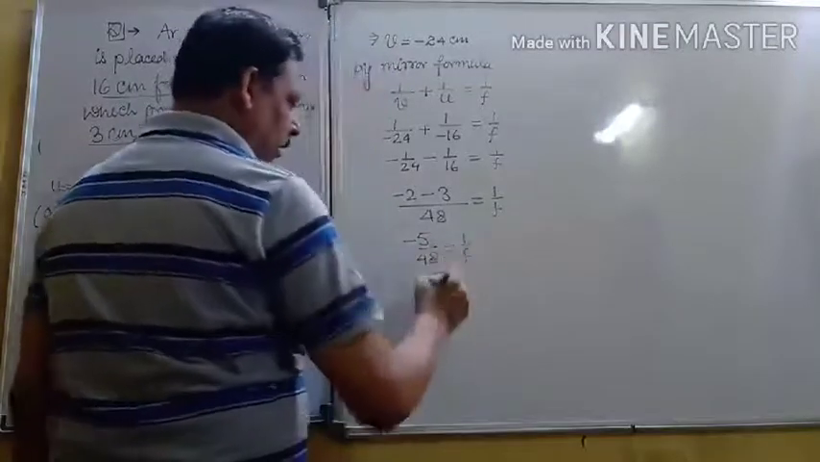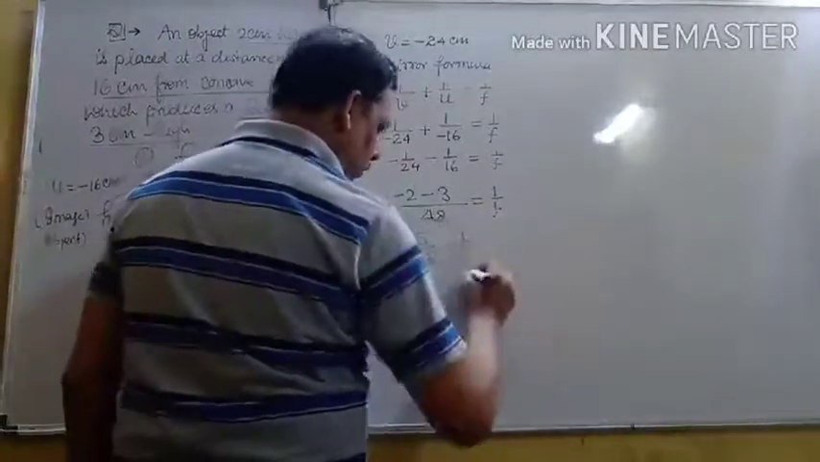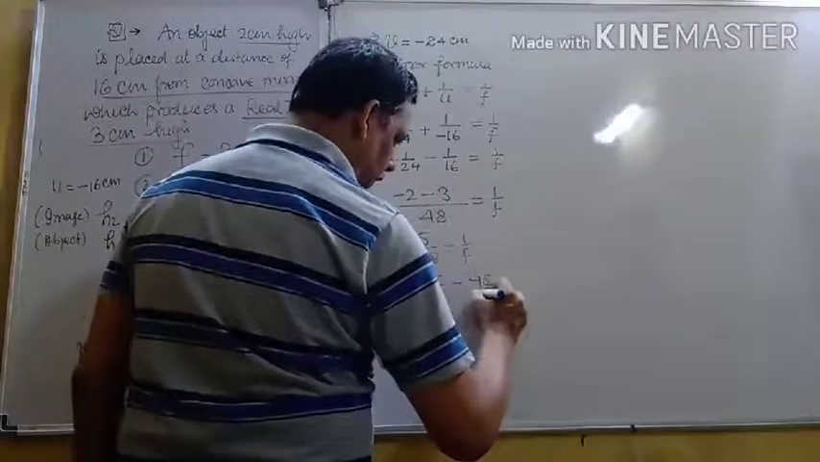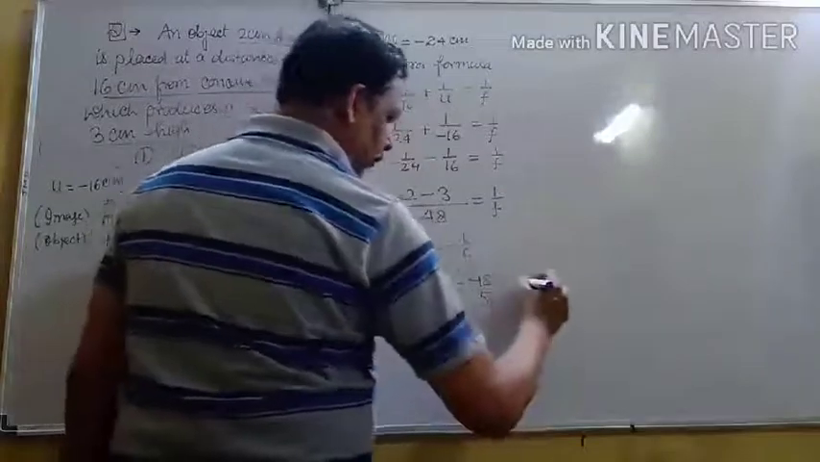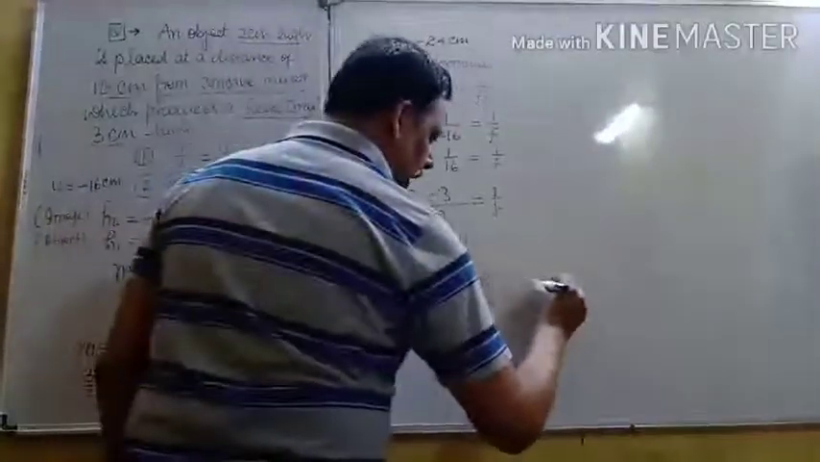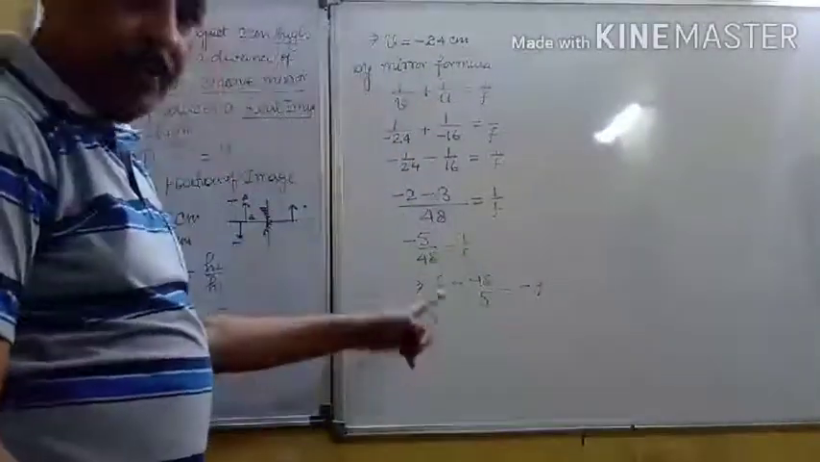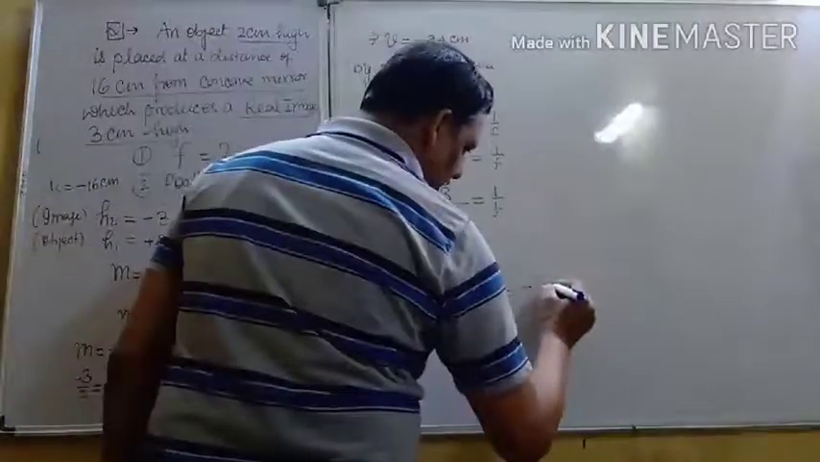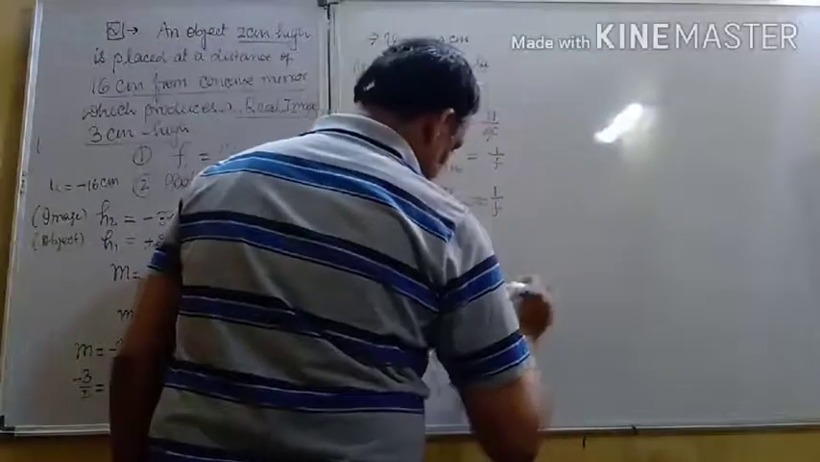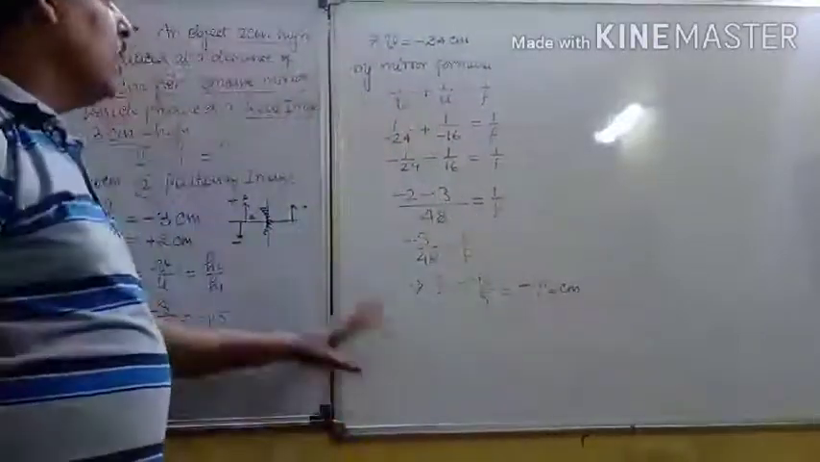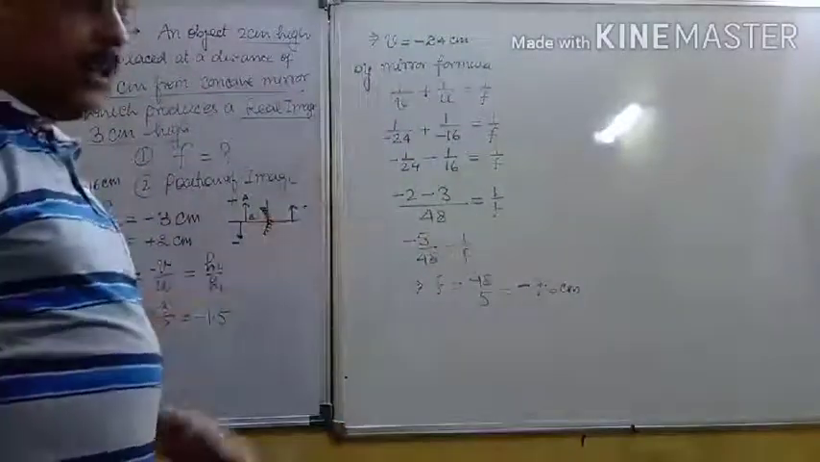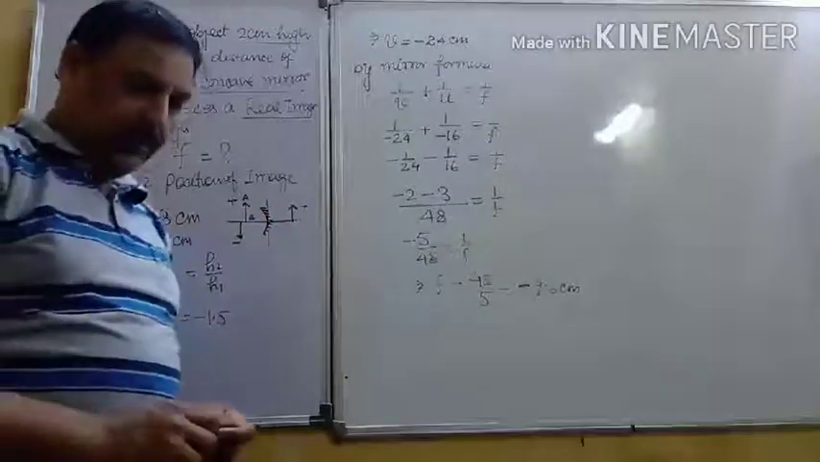Then find out f. Invert it: 48 by minus 5. Then 5 nines are 45, so 9.6 centimeter. This is the focal length. Negative means a concave mirror is there. So this is how we can solve the questions.